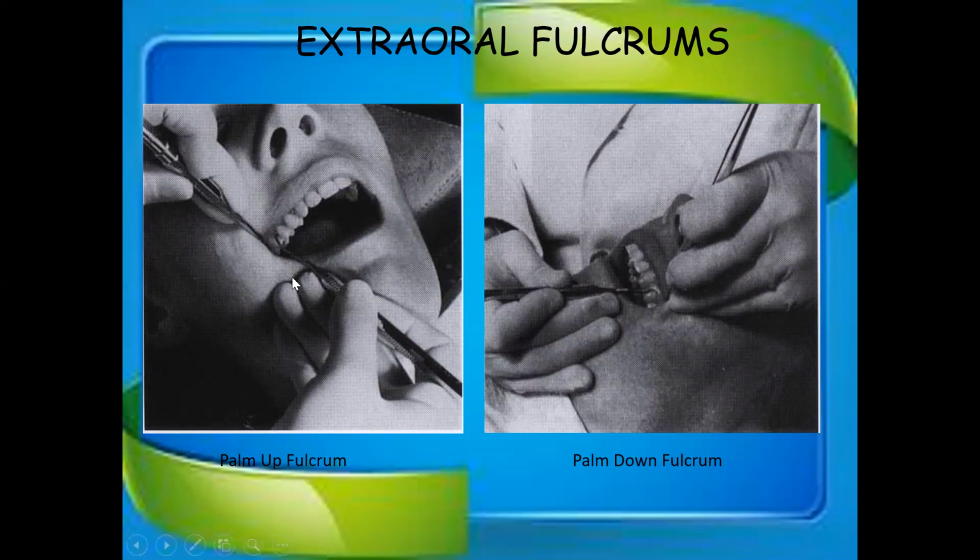In palm down, the front surface of the middle and fourth finger will rest on the skin overlying the lateral aspect of the mandible on the left side of the face. Whereas in palm up, the fingers are resting on the right side of the face.